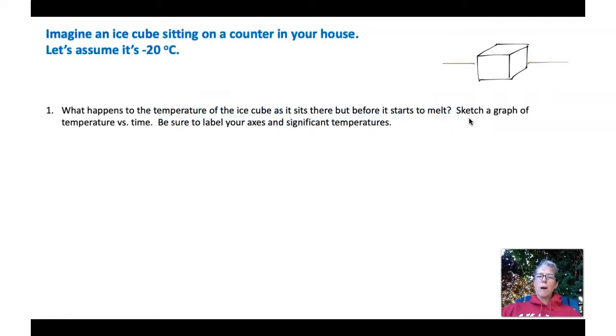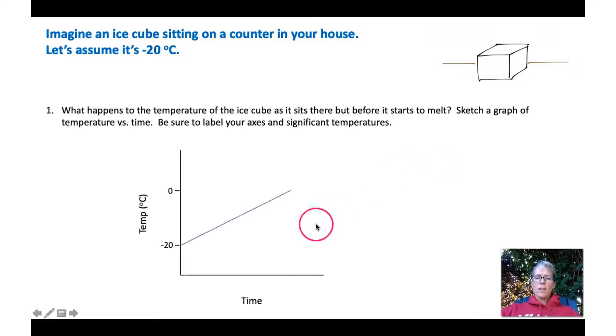Okay, so just like in part one, we've got an ice cube sitting on the counter in your house. It's negative 20 degrees Celsius. So what I'd like you to do is sketch a graph of temperature versus time for what happens to this ice cube as it sits there, but before it starts to melt. Okay, details are important in your graph. Pause the video and come on back when you're finished.